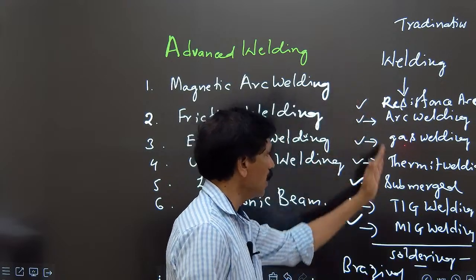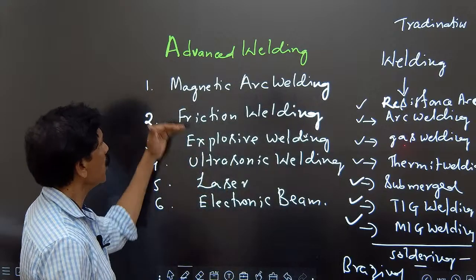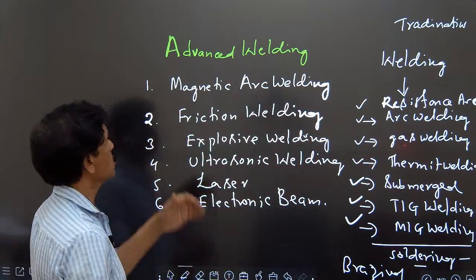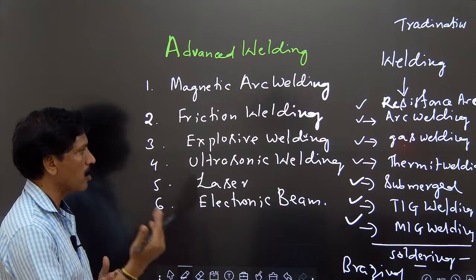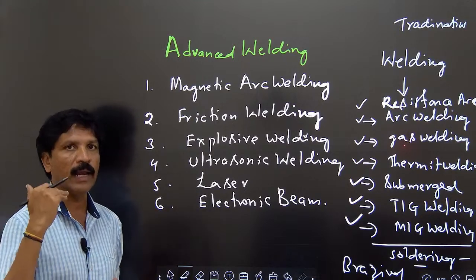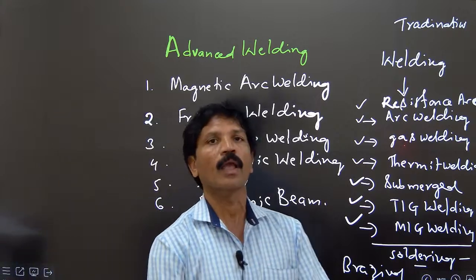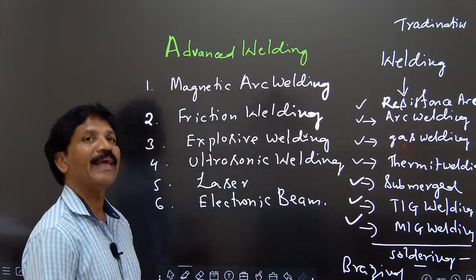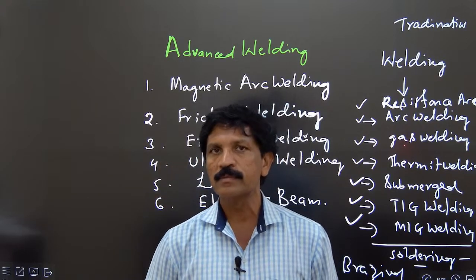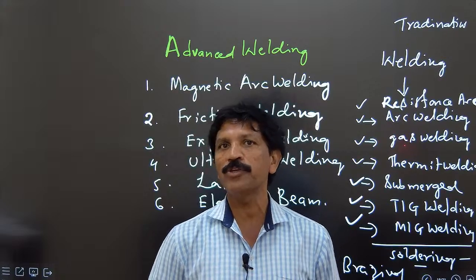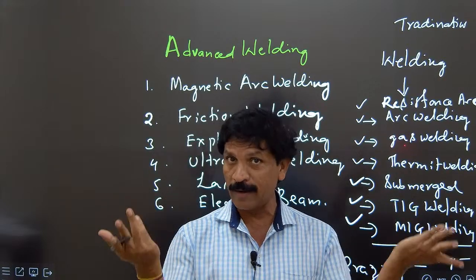So, this is about the traditional cases. And coming to advanced welding. Advanced weldings are magnetic welding, friction welding, explosive welding, ultrasonic welding, laser welding and electron beam welding, right. So, what is magnetic welding? What is the purpose of the magnetic forces? Magnetic forces are useful to generate the current.